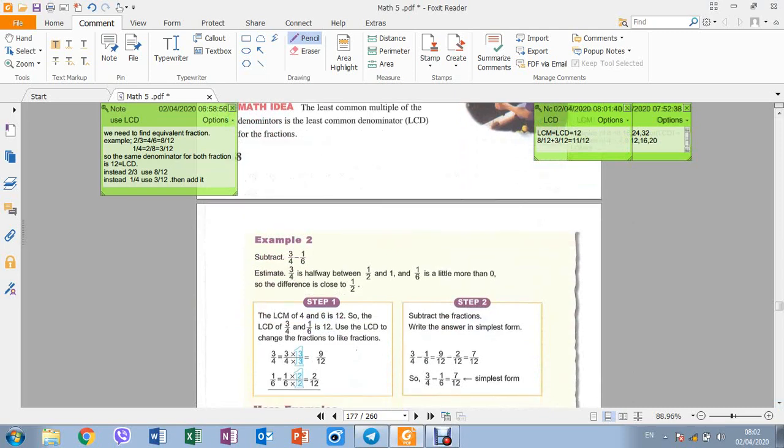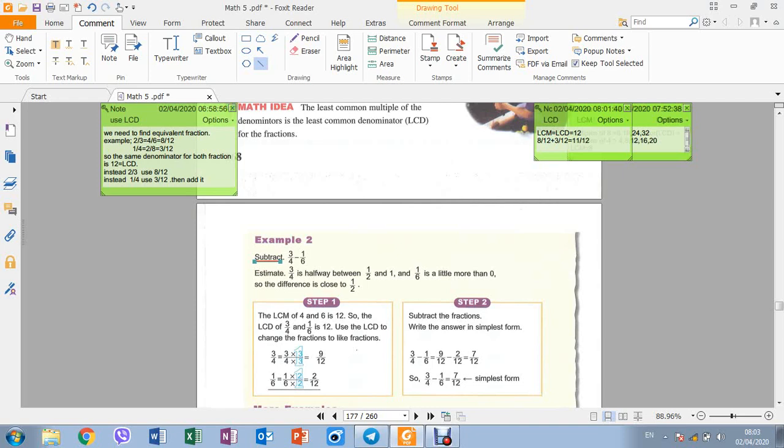Example 2. Subtract the same. Subtraction is the same as adding. We use LCM and only we subtract. Okay, subtract. Subtracting fractions with unlike denominators. At first we estimate 3/4 is between 1/2 and 1, because it is greater than 1/2. And 1/6 is a little more than 0. So when we estimate it, the difference equal to how many? We subtract it, equal to about 1/2.